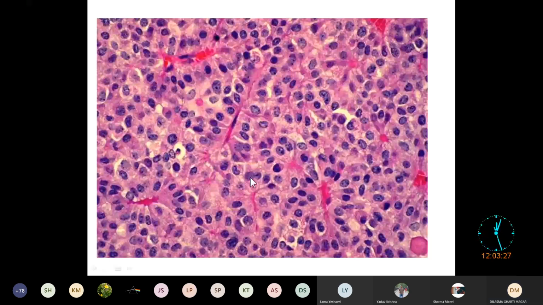Here it's at a little bit higher power. You can see a moderate amount of cytoplasm, and the nucleus is somewhat similar, or mild nuclear pleomorphism is there, but we cannot see mitosis, isn't it so? These tiny spaces with reddish color are the blood vessels.